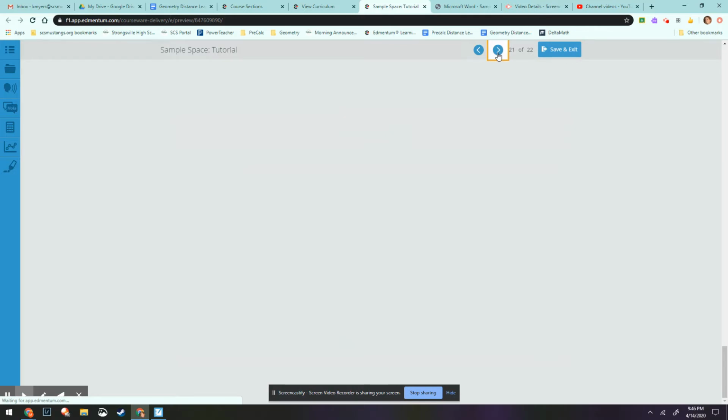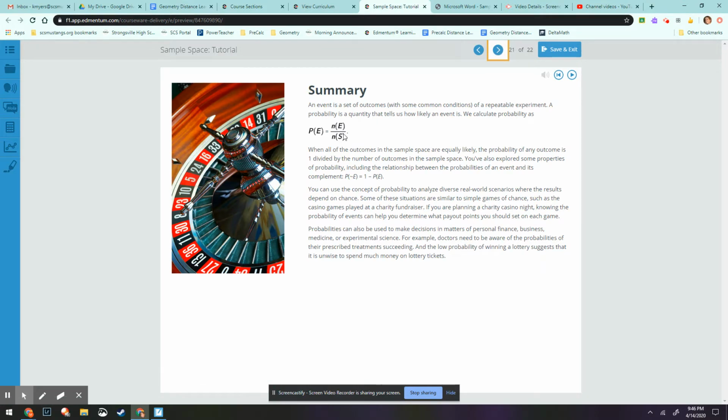So now we have just the summary page. Okay, so don't let this notation bog you down. P of E is just the probability of something happening. N of E, that's the number of ways that it could happen. So the number of ways you could roll an even number, or the number of ways you could pull a red card. So that's N of E.